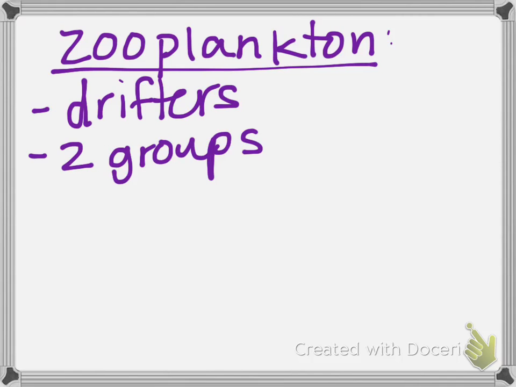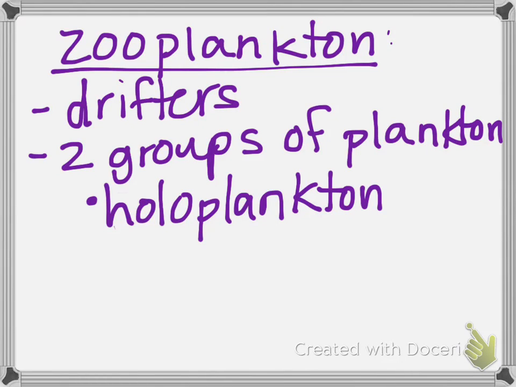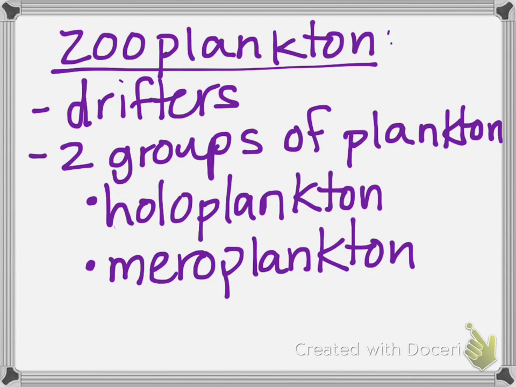There are two main groups of plankton. We have the permanent members of the plankton, which are called holoplankton. Some examples of them are diatoms, radiolarians, the dinoflagellates that you've read about, amphipods, and krill. And then we also have our second group, which are temporary members. So that would be like a larval form of a sea urchin, maybe a sea star, a marine worm, some of the marine snails, most fish. And those are called meroplankton.